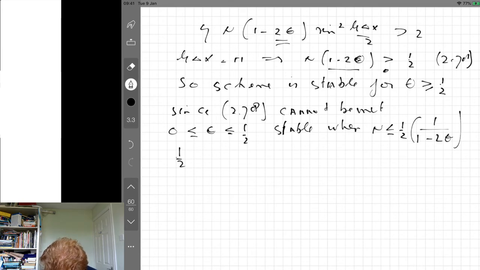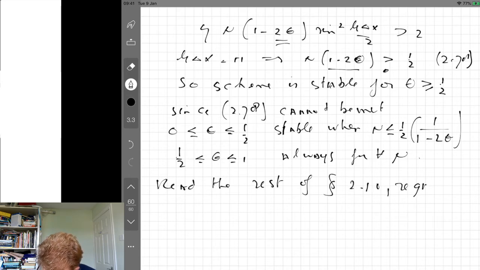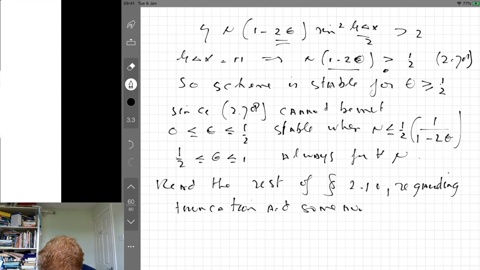So for half less or equal than theta less or equal than 1, it's always stable for every mu. Read the rest of section 2.10 regarding truncation, the truncation error, and some numerical tests.